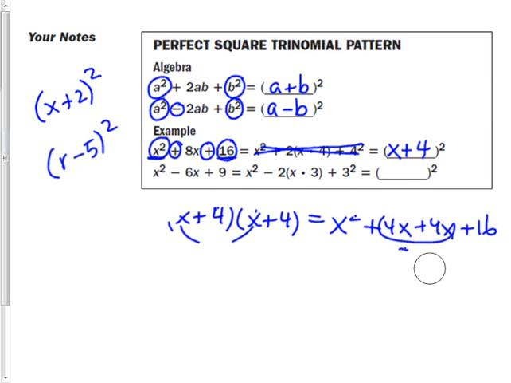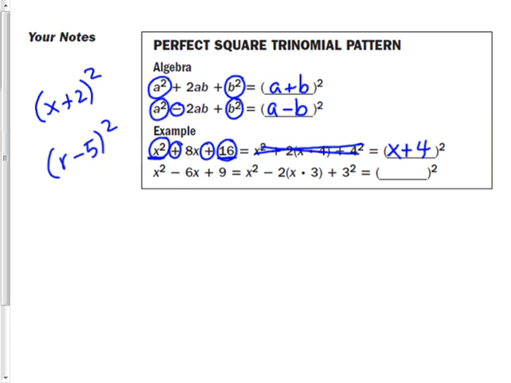The second one, this one has a subtraction sign or a negative sign in the middle, but it has a perfect square here and a perfect square here. So ignoring all this notation here, this was the result of squaring: the square root of x squared is x, the square root of 9 is 3. So that was the reason this trinomial was the result of squaring x minus 3, the quantity.